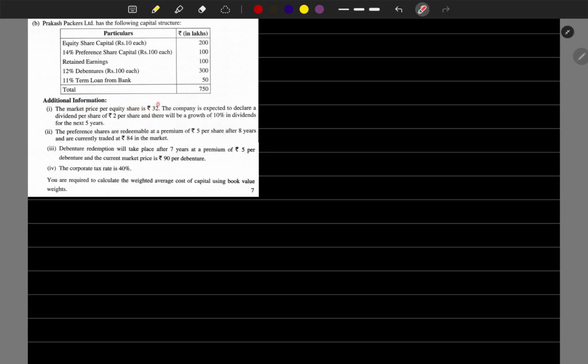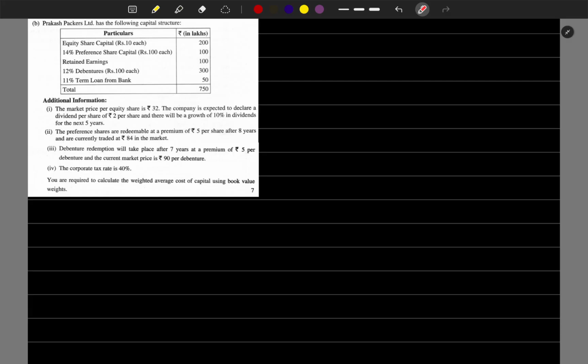Market price per equity share is rupees 32. They expect to declare a dividend of rupees 2 per share, which is D1. The dividend already paid is D0, and the expected dividend is D1. There will be a growth of 10%. So what we are using is the dividend pricing model with growth rate.